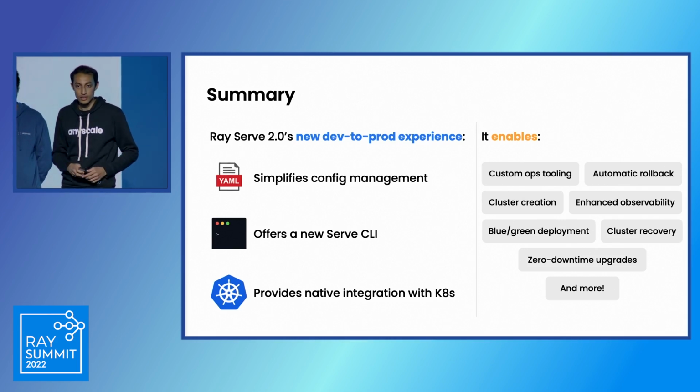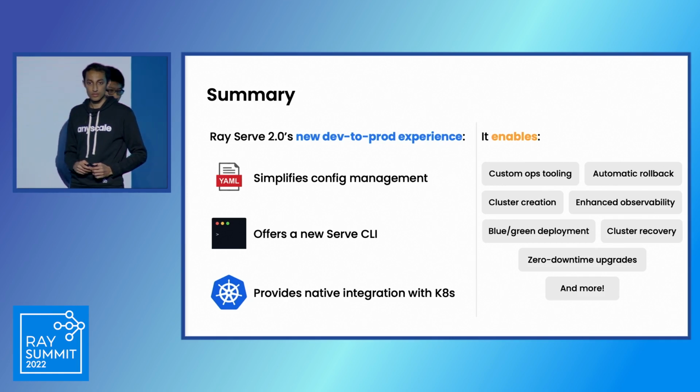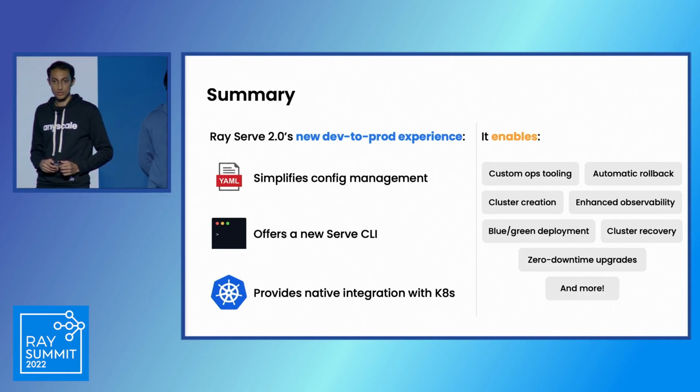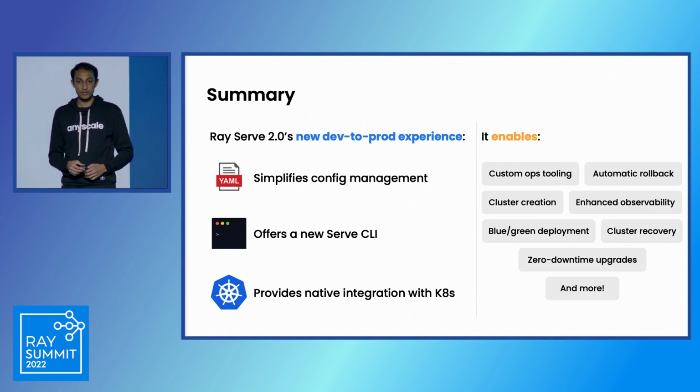I'm just wondering, can you use the Serve CLI and the Ray service operator together? Because it seems like for the Ray service operator, you have one YAML config file with all your deployments. Can you also deploy with the Serve CLI on top of that, or it's just one or the other?